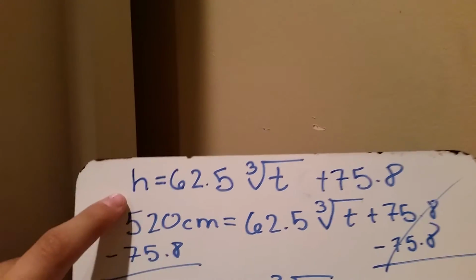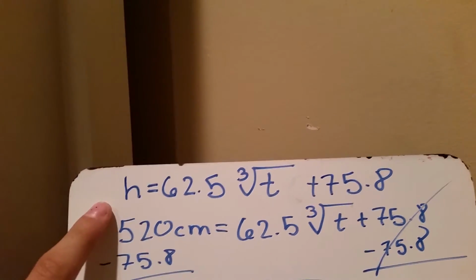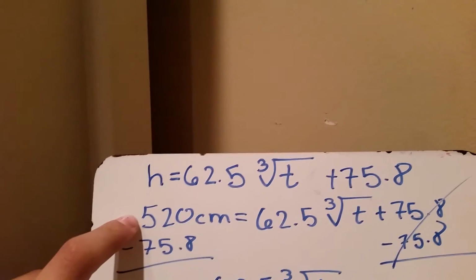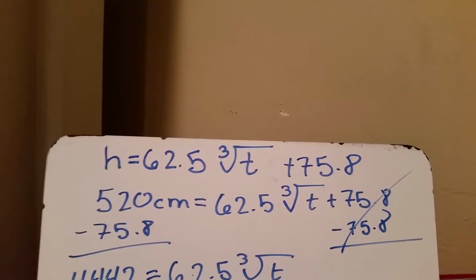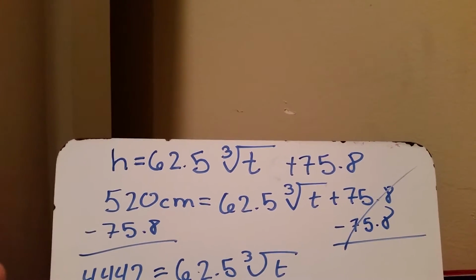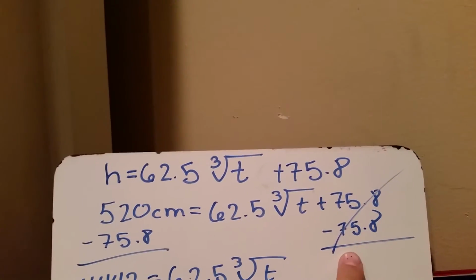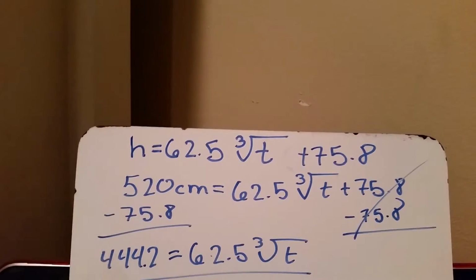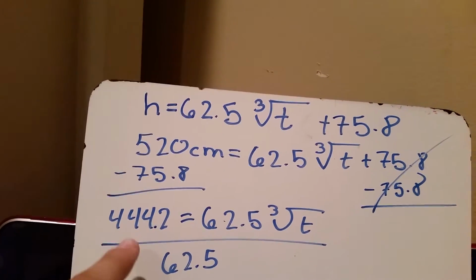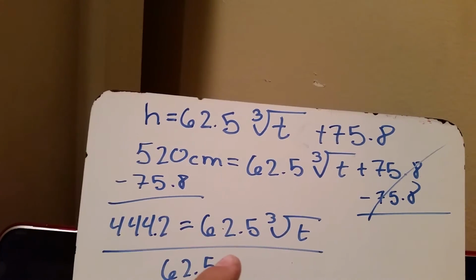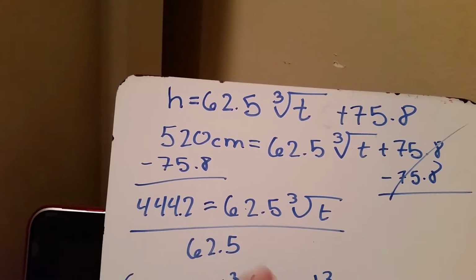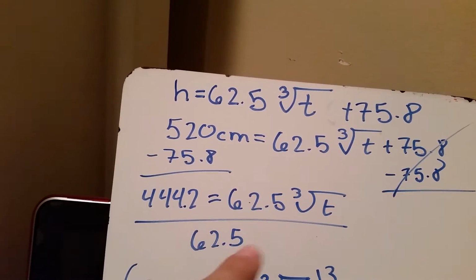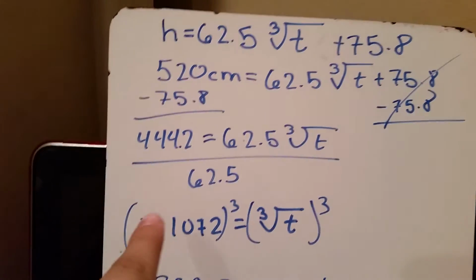Now we're going to solve for this top equation. To find t, we're going to find the height of an elephant if the height of the elephant was 520 centimeters. So what you want to do first is do what you would always do in Algebra 1. You take 75.8 and subtract it by itself and the other side to get 444.2 equals 62.5 times 3 to the square root of t.